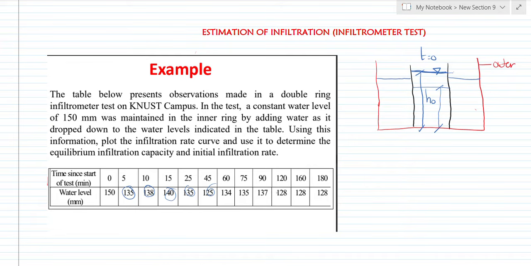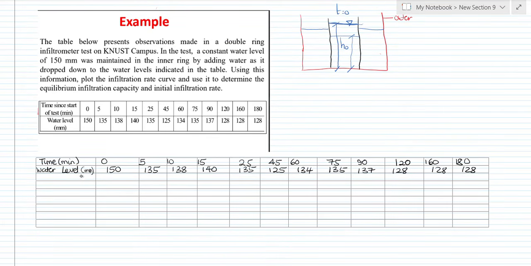At a certain point, we realized that there was a constant drop. Now we will infer what it means. So when you have this data, first of all, you need to continue the table. So we have to continue the table. So let me continue the table in a bit. All right, so I've redrawn the table.